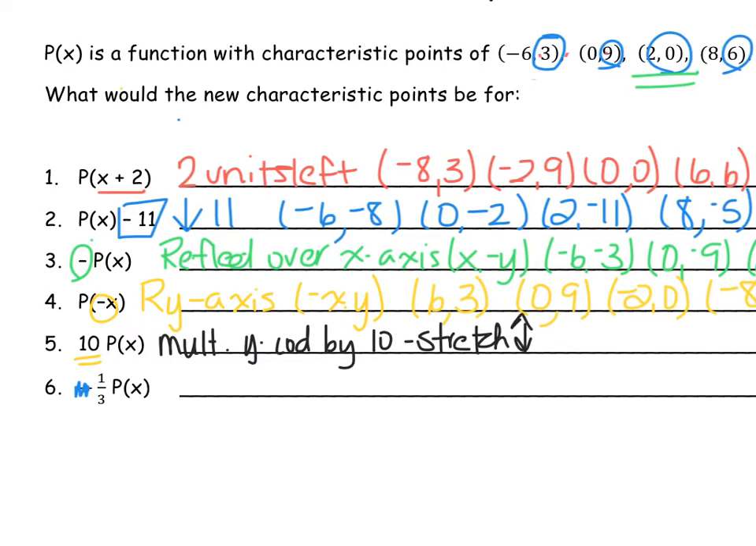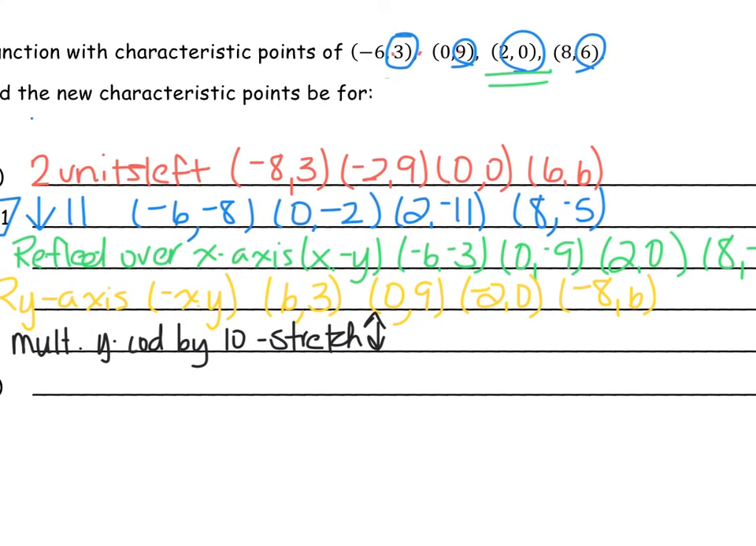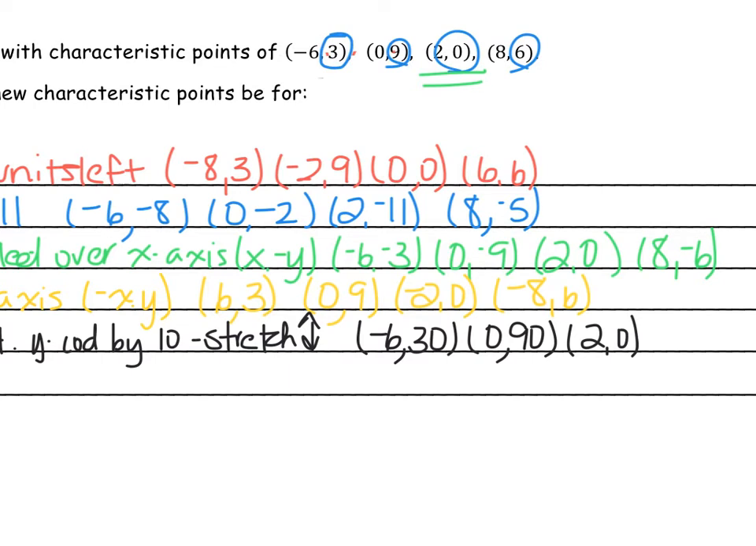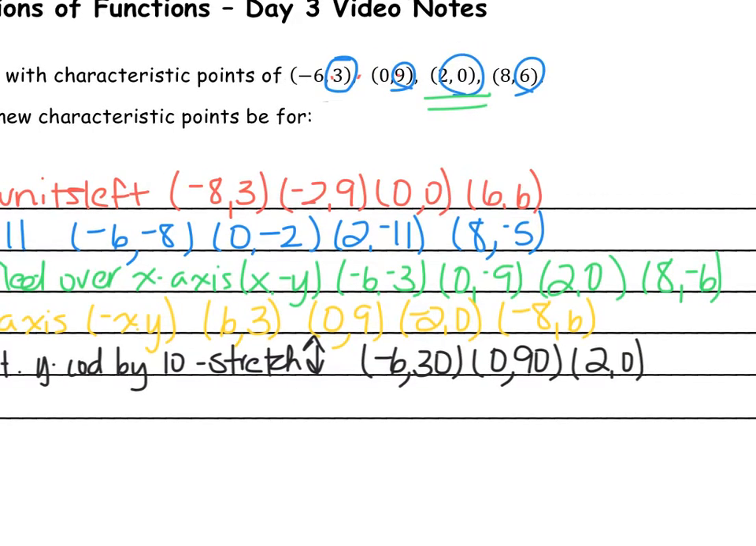So if we multiply all our y-coordinates by 10, going back to our characteristic points again, the x stays the same. We get -6, 30. X stays the same. We get 0, 90. 2, 0, because 0 times 10 is 0. And then finally, we get 8 and 60. That is going to give us the vertical stretch that I was talking about. And that just means that the distance from the x-axis has been increased by 10. And that's our vertical stretch.